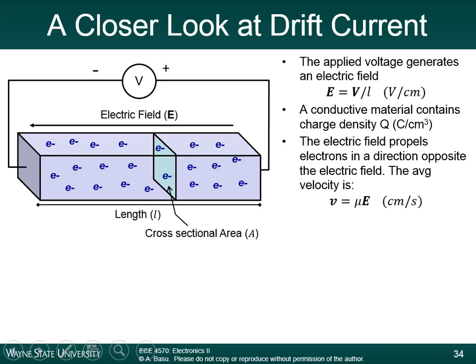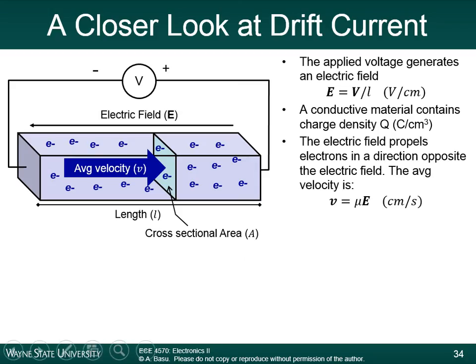The average velocity at which the electrons move, the velocity v, is equal to the electric field times the mobility. The electrons are moving in this direction from left to right. Now, intuitively, just think about this. The more electric field you have, the more force you have that's pushing the electrons, right? The faster the electrons will move.